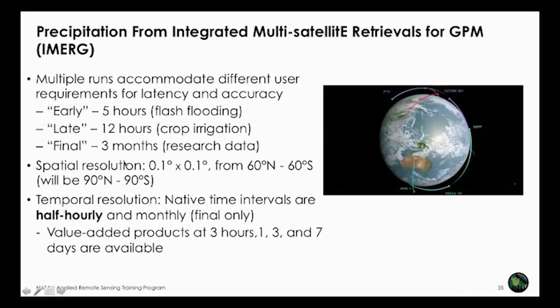And then the final product, which is the research quality product, has 3 months latency. This has satellite data, in which rain gauge data based on surface measurements are also combined with it. So there is a latency for that. We are going to look at basically some of the early and late products for IMERG.